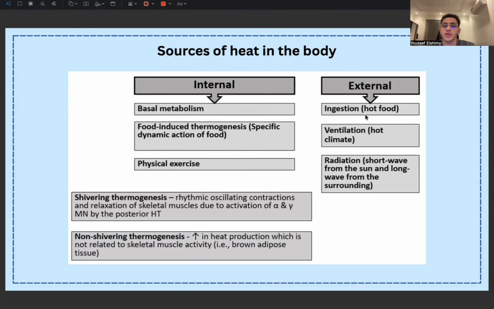Then we have the external sources of heat, which include the ingestion of hot food. If you're ingesting something hot, then this heat gets transferred to your body. Also, the hot climate: if the surrounding environment is hot, then it would emit heat and you would feel warm. Also, radiation. Short waves coming from the sun or long waves coming from the surroundings also emit heat, and this is considered an external source of heat.